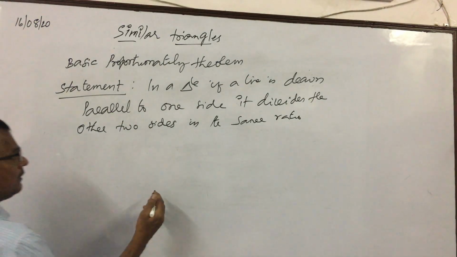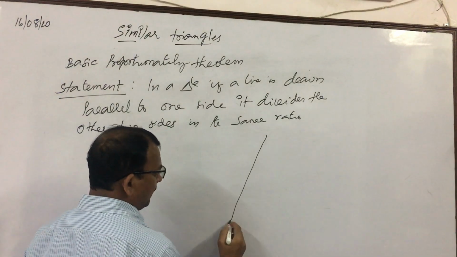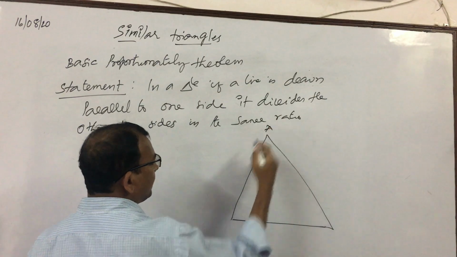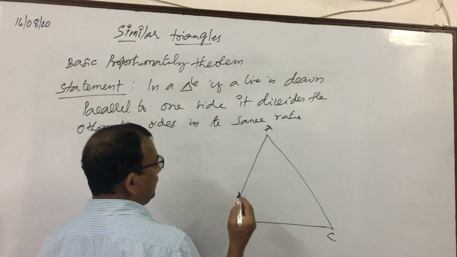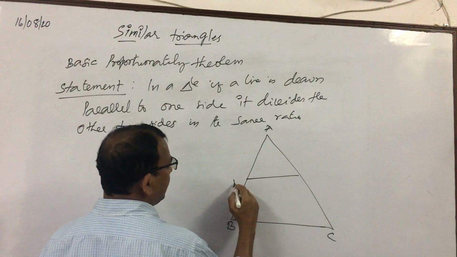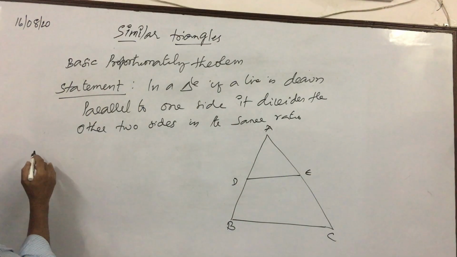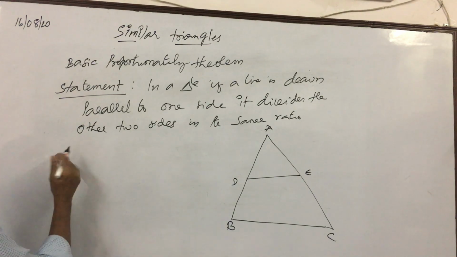So dividing in the triangle is nothing but what happens? We have to take a triangle. Suppose I am taking one big triangle. That big triangle is ABC. Here I have one line DE drawn parallel to one side. Now, the solution. So what is given?